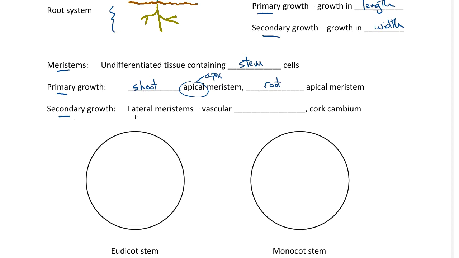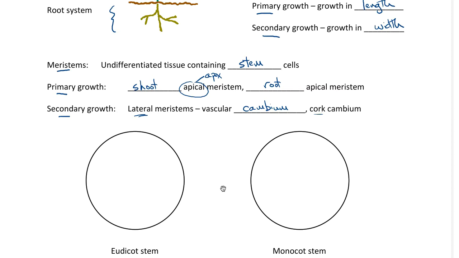Whereas secondary growth happens in lateral meristems. So there are two types of lateral meristems that extend throughout the stem. One is called the vascular cambium and gives rise to new or secondary xylem and phloem, and one is called the cork cambium and exists at the outside of the stem and gives rise to cork, which is part of the bark of a tree.